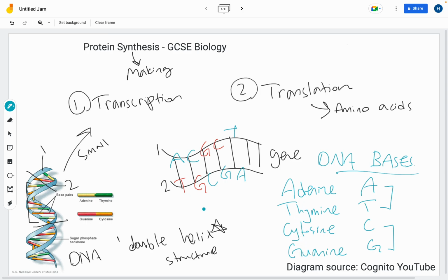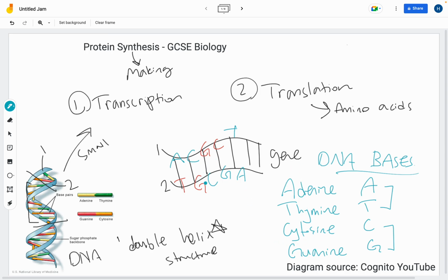It has to be A and T and C and G. The order between these two doesn't matter. So it could be T and A or A and T, but it just has to always be AT and CG. So apple in the tree, car in the garage: adenine, thymine, cytosine, guanine. You do really need to know this.